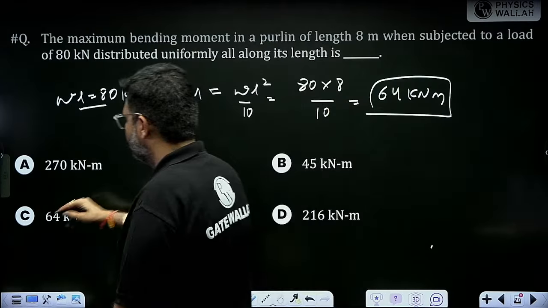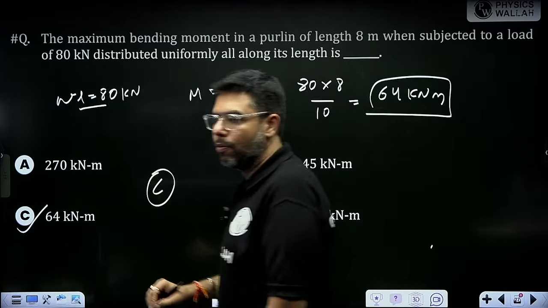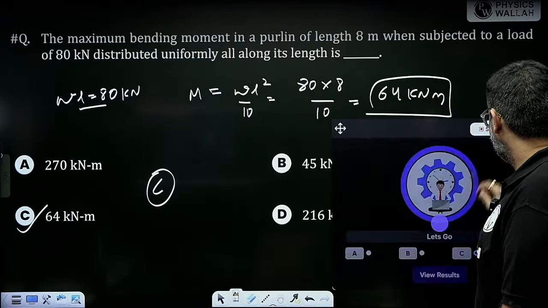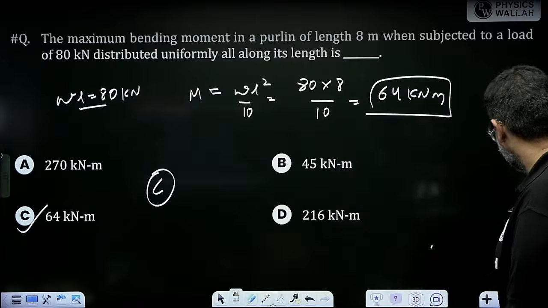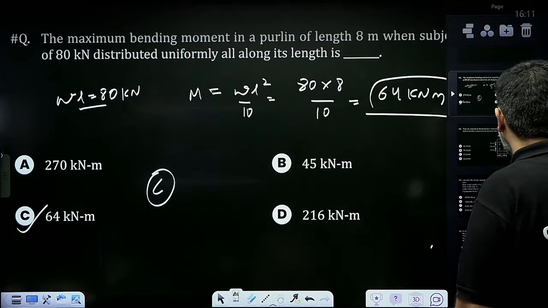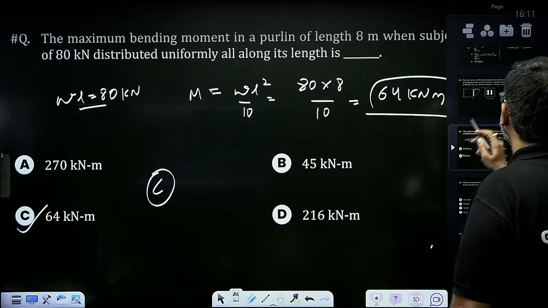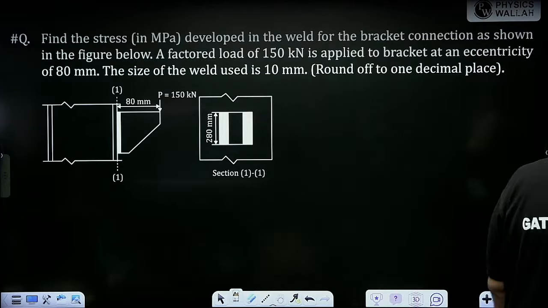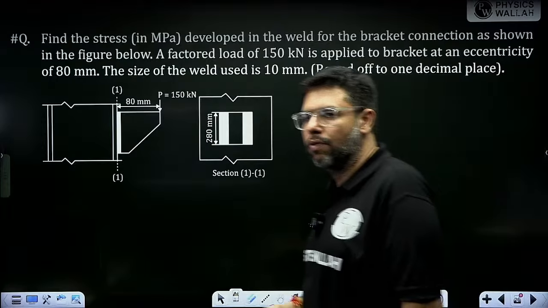For purlins, my maximum bending moment is WL square by 10. That you will have to remember. Very good, Kajal ji. C was the correct answer. Very good. Let's proceed. One of the last or the last question for today's session. Please solve this as well. Very good question. Try to solve this.